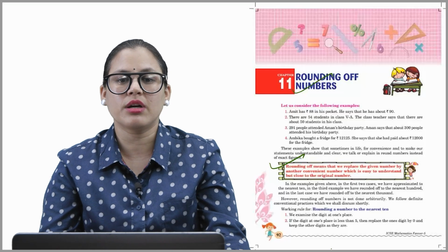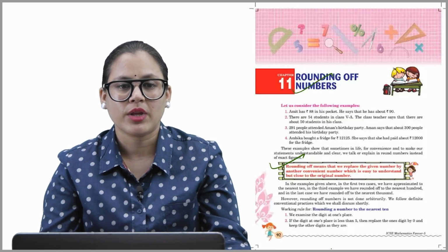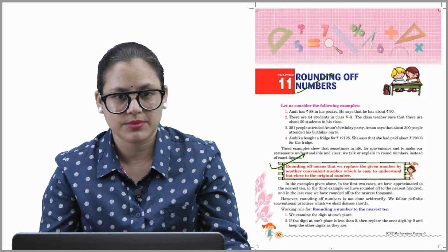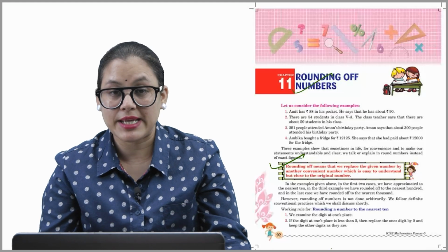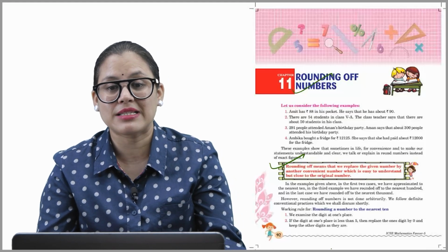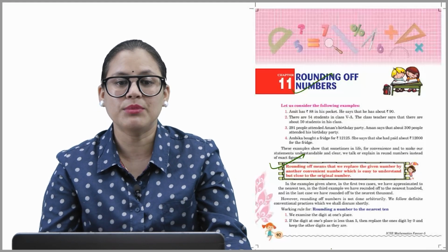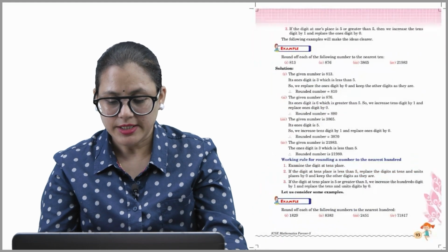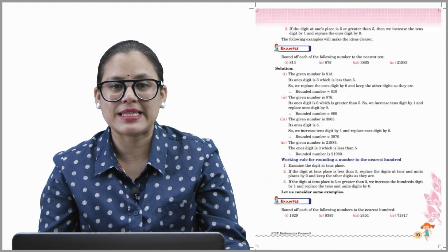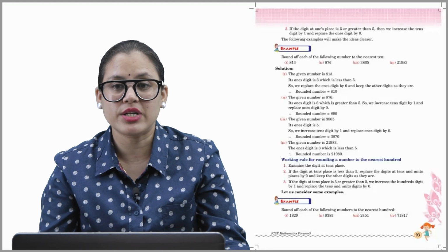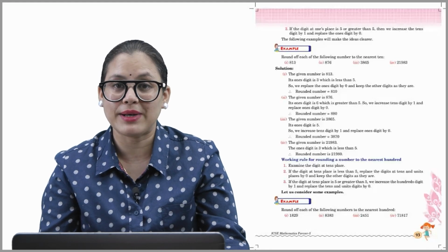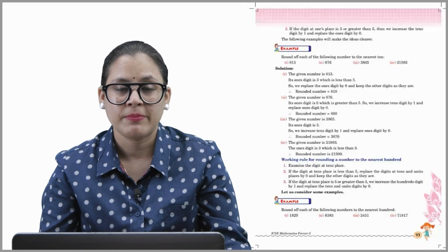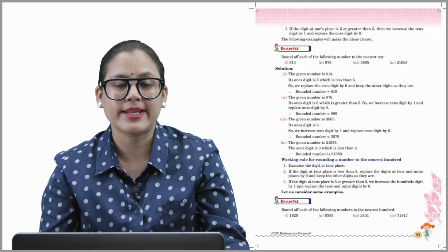Working rule for rounding a number to the nearest 10. Number 1, we examine the digit at ones place. If the digit at ones place is less than 5, then replace the ones digit by 0 and keep the other digits as they are. Number 3, if the digit at ones place is 5 or greater than 5, then we increase the tens digit by 1 and replace the ones digit by 0. The following example will make the ideas clear.